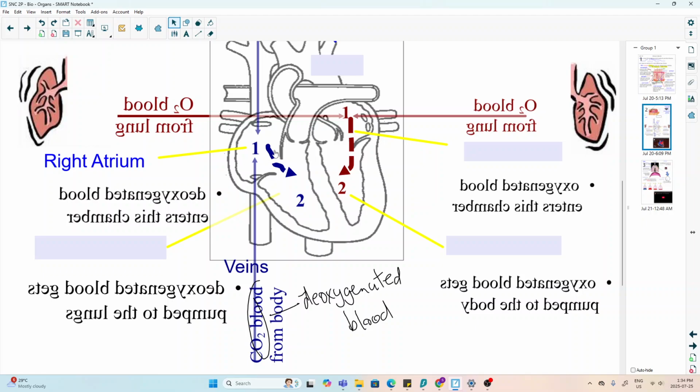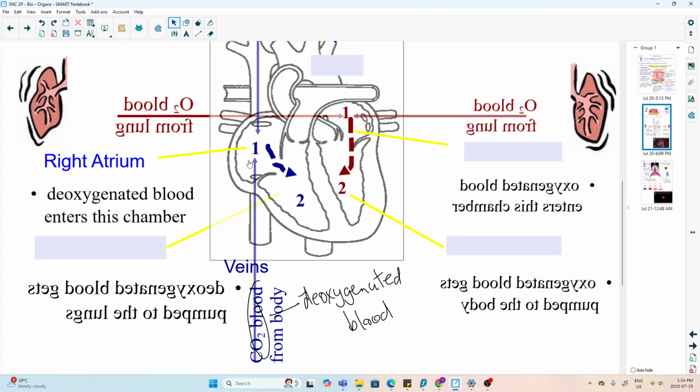Now you might say, well, this looks like it's the left side, not the right side. It's because you're supposed to be facing the other way. The heart is kind of turned towards you, so that's why this right is really the left. The right atrium right here is where the deoxygenated blood enters the heart. You can write that part down.